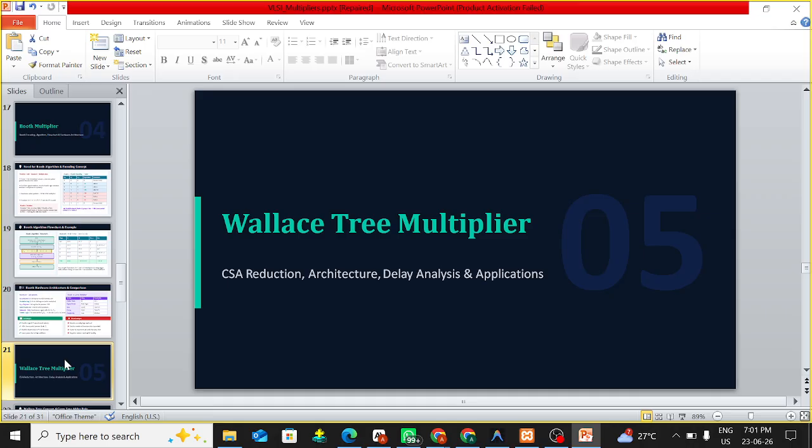So the main thing of all is the tree. Instead of adding two numbers at a time, with their propagation delays, the Wallace tree reduces three numbers at a time. I think everyone will get confused about why I'm saying it reduces three numbers at a time.